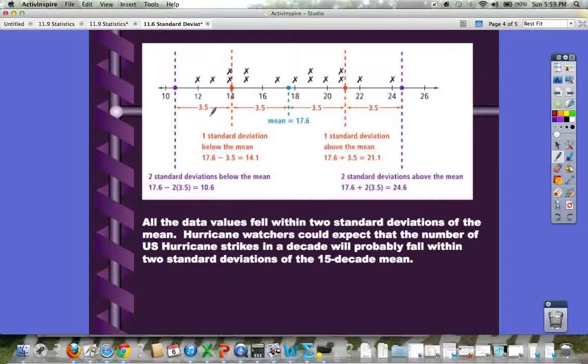Now, what they'll ask you is about the data and how it falls between the standard deviations. In this particular problem, all of the data fell within two standard deviations of the mean. So that means the hurricane watchers could expect that the number of U.S. hurricane strikes in a decade will probably fall within two standard deviations of that 15-decade mean. So that's how they interpret it.